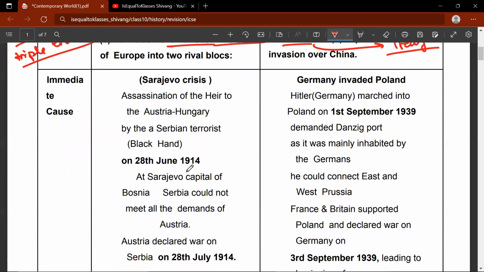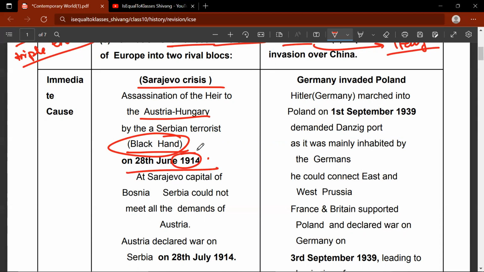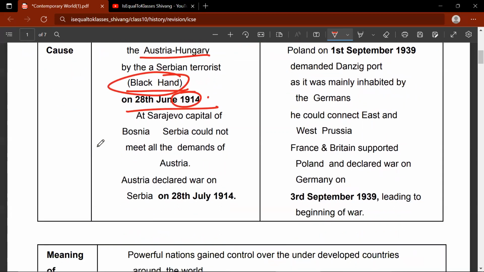Immediate cause. The gradual causes were given a few moments back, but an immediate cause means the cause of World War I which happened say 1 month or 2 months before, and not a decade ago. The first immediate cause was the Sarajevo crisis, the assassination of the heir to Austria-Hungary by a Serbian terrorist group, the Black Hand. The Black Hand was an organization that was extremely ultra Serbian nationalist, and it was also branded as a terrorist group. This happened on 28th June 1914, and it is officially agreed that this started World War I.